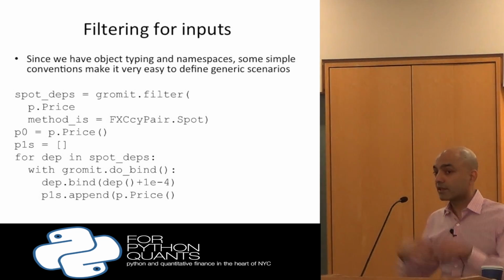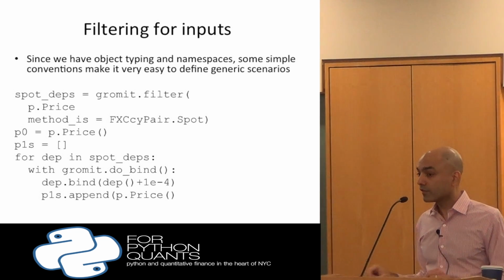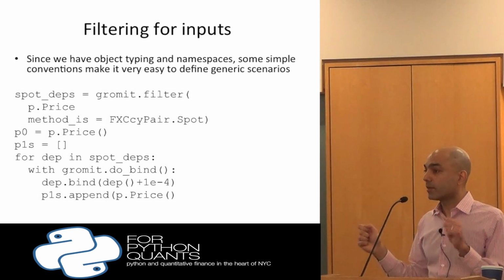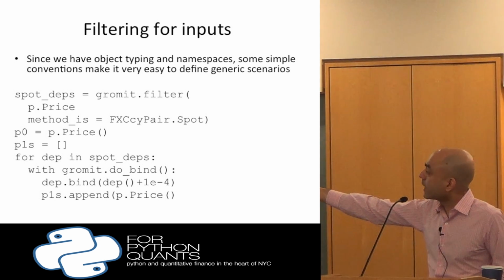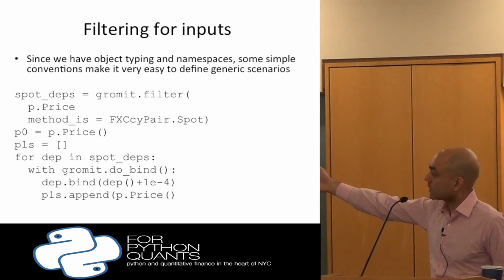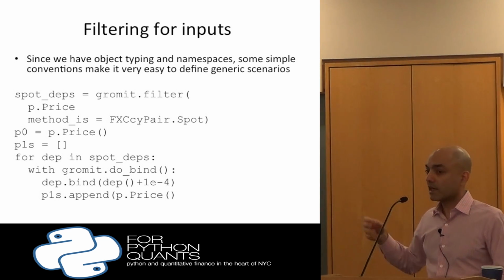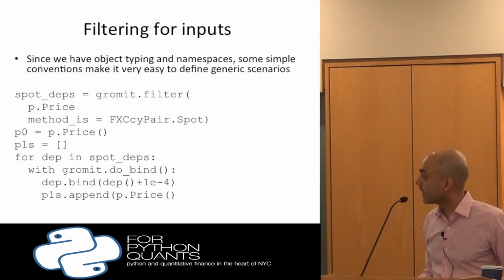So this will actually build the graph but not evaluate everything in the graph, and simply tell me anything that I depend upon that's a currency pair spot. And I can generically just say, I'm going to rebind each one of those dependencies to plus epsilon, recompute a price. And now I have a partial delta for spot.